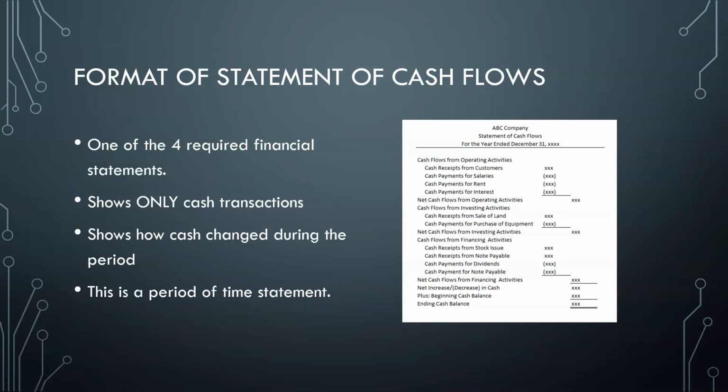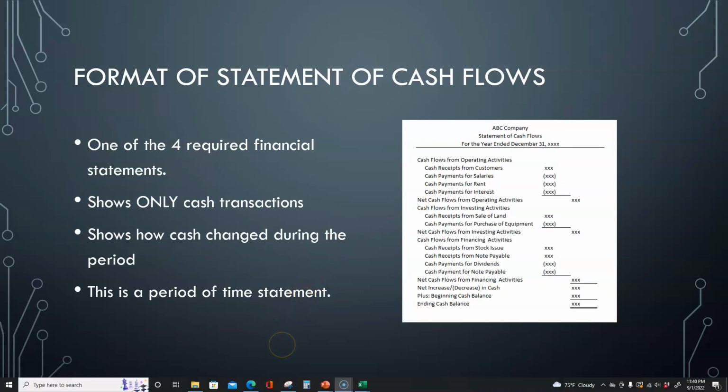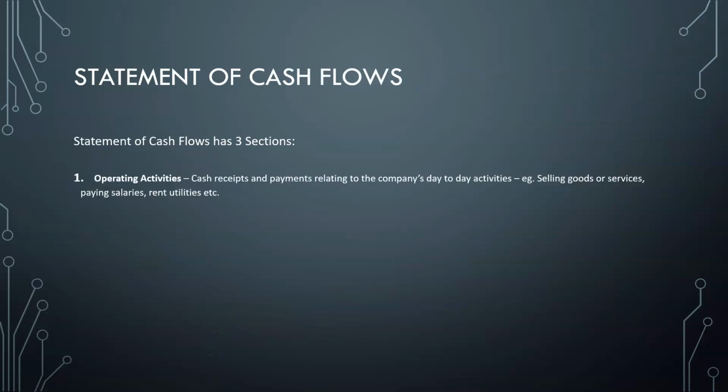This is a period of time statement, which means we prepare it either for the year ended, the quarter ended, or the month ended. The statement of cash flows has 3 sections. If you see here, just the header, it says operating activities, then they have investing activities, and they have financing activities, and these are always listed in this order. Let's discuss what these 3 sections contain.